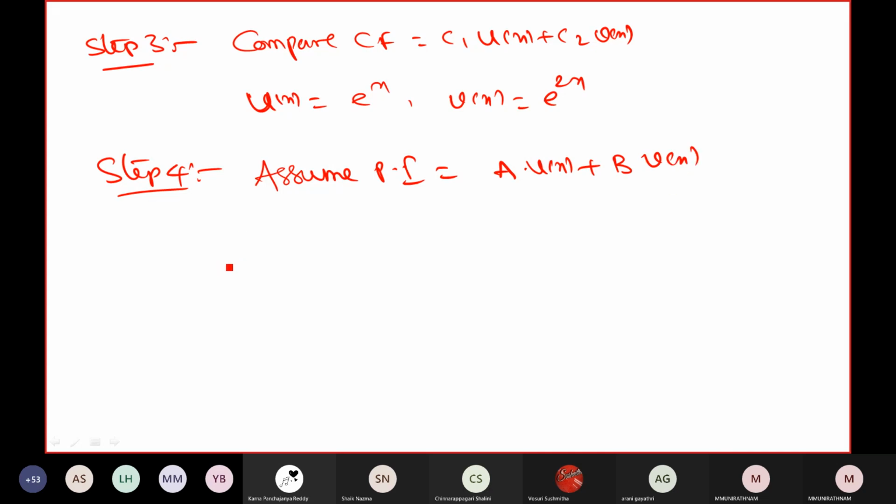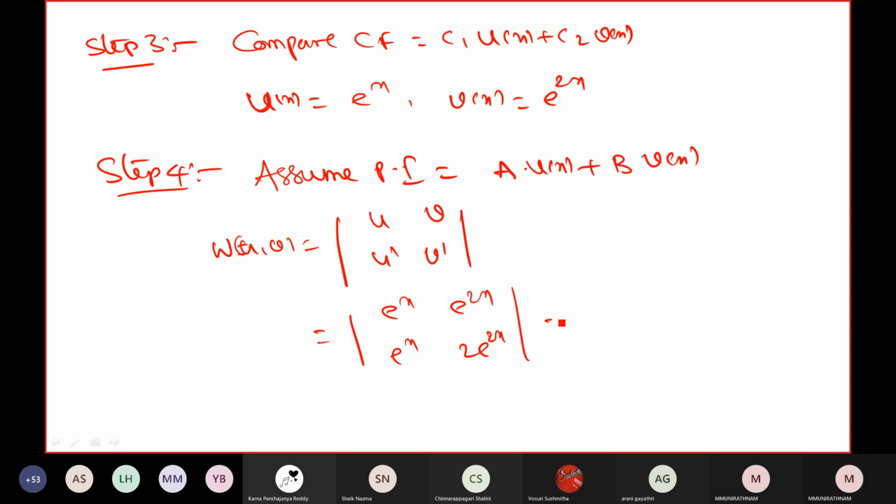So assume PI as A into U of x plus B into V of x. So what is A here? Before A, we need the Wronskian of U comma V. The Wronskian of U comma V is the determinant of e power x, e power 2x, e power x, 2 e power 2x.